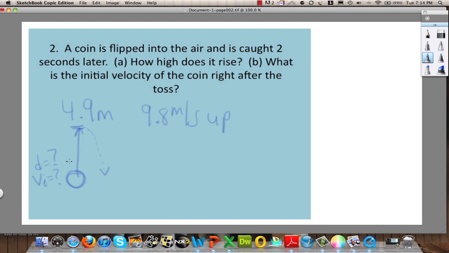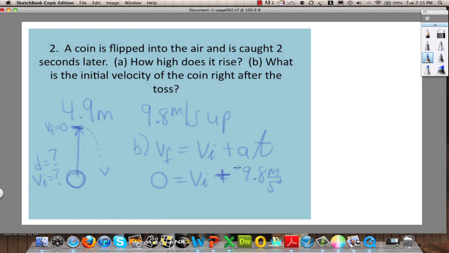Just like in the previous problem, after the initial toss, the final velocity at its highest point is going to be 0, because then it's going to be on its way back down. Some kids find finding the initial velocity to be even easier, so let's do that. Let's find B first. We're going to do VF equals VI plus AT. My final velocity is a big fat 0. Initial velocity, that's what we're looking for. Acceleration, oh yeah, that's right, vertical problem, negative 9.8 meters per second squared.